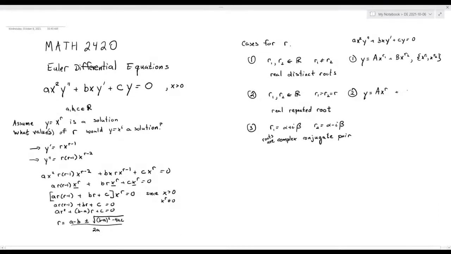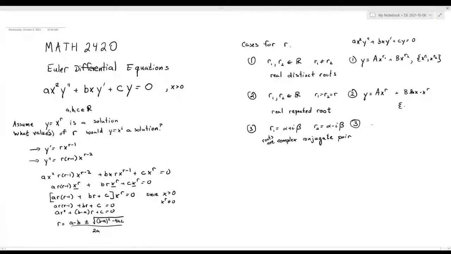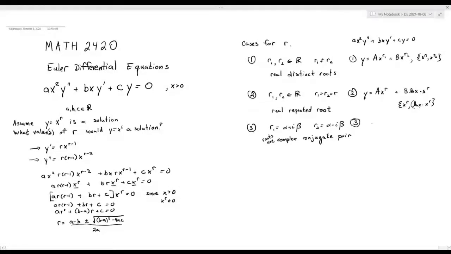In the second case, it would be like x to the r, but you have to multiply it by something, to get it to be linearly independent from the first function in the fundamental solution set. So it turns out the thing you're going to multiply by is natural log of x, right? Now remember, x is positive, so this is completely defined. And then x to the r. So for case number 2, the fundamental solution set is just x to the r and then log of x times x to the r.